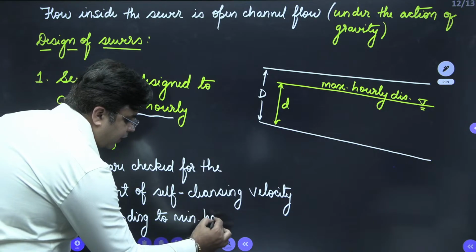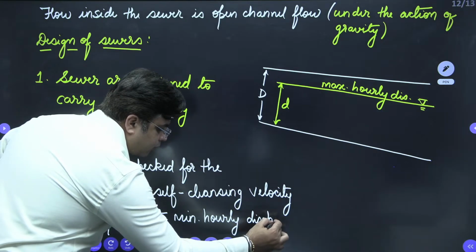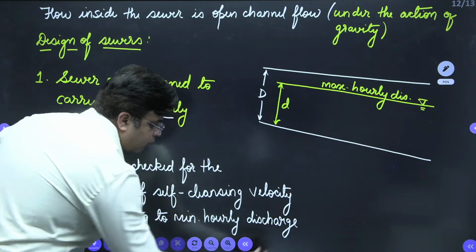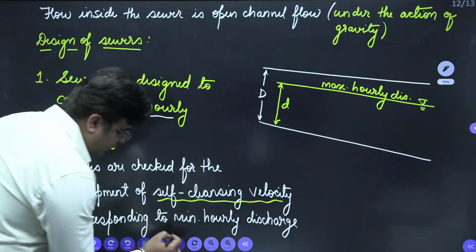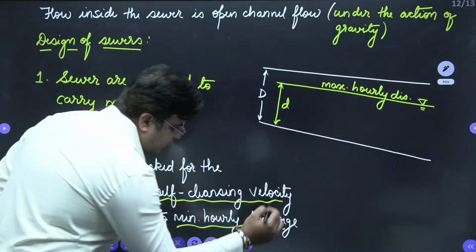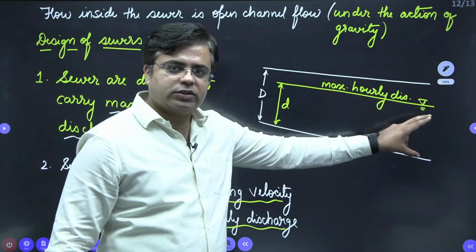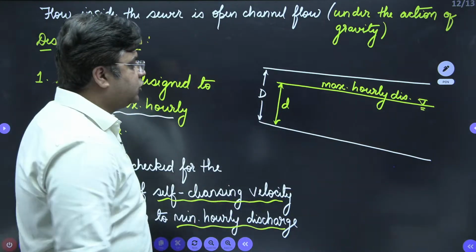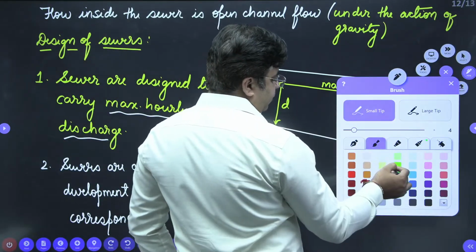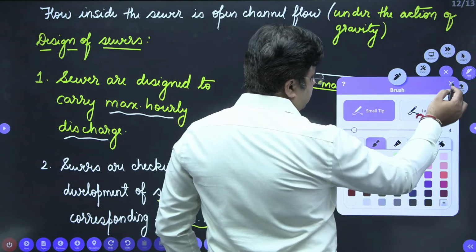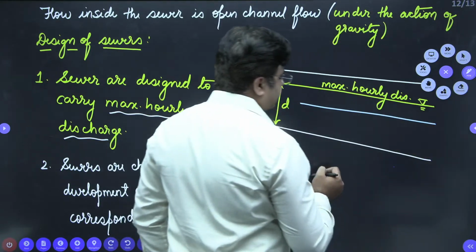Minimum hourly discharge. Two things: self-cleansing velocity and minimum hourly discharge, right? So this is the depth of flow corresponding to maximum hourly discharge. Now the same sewer is checked for the development of self-cleansing velocity corresponding to minimum hourly discharge. Now you will say, sir, what is this minimum hourly discharge and what is the self-cleansing velocity?